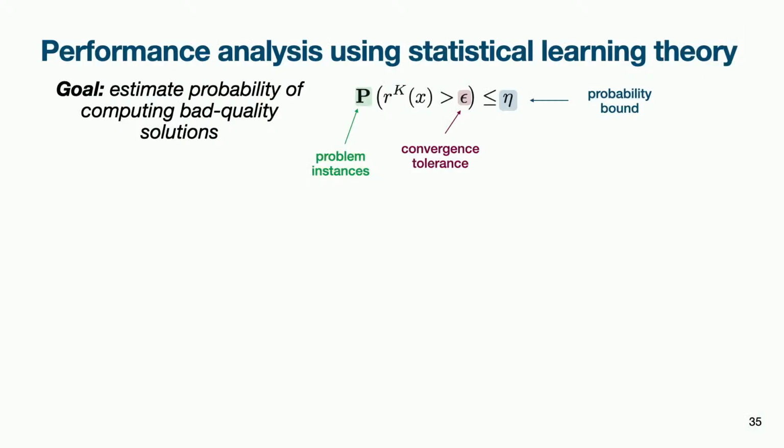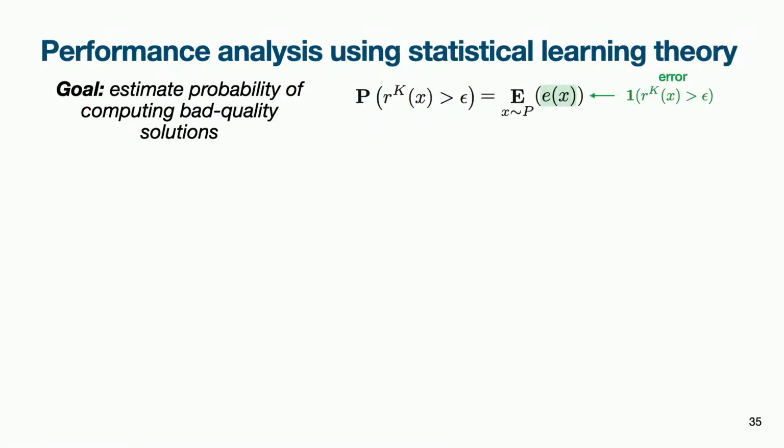And to dive into the probabilistic analysis, we can realize that this is strictly connected to statistical learning in some sense. Because the probability of failure of my method, where the residual function is greater than epsilon, which we want to bound to be less than or equal to a tolerance eta, is equal to the expectation over the parameters of an error function, which is a 0-1 error function that tells us whether or not we solved that instance.